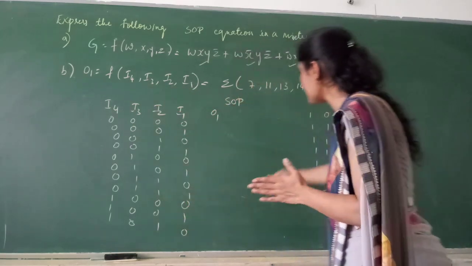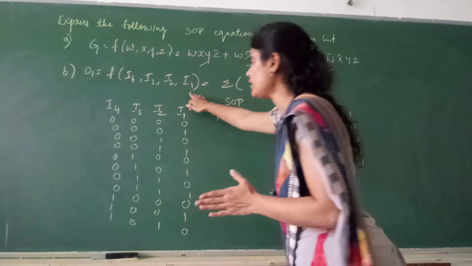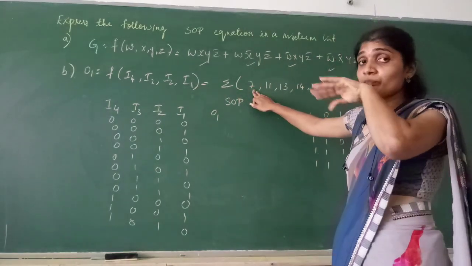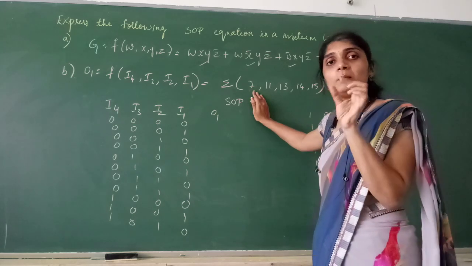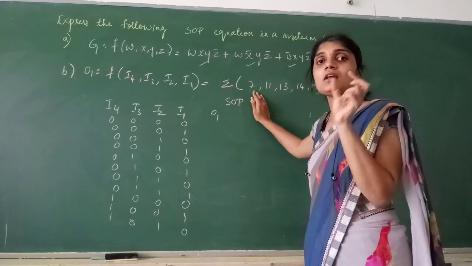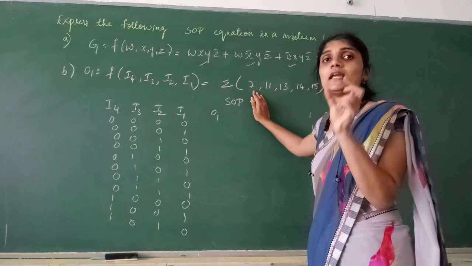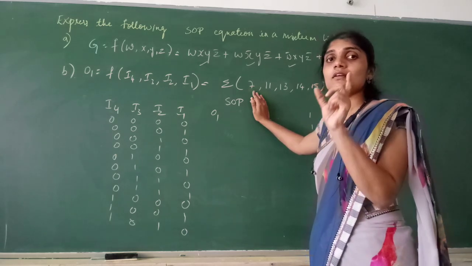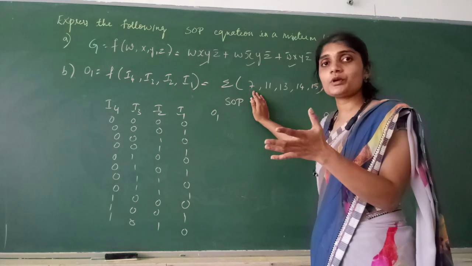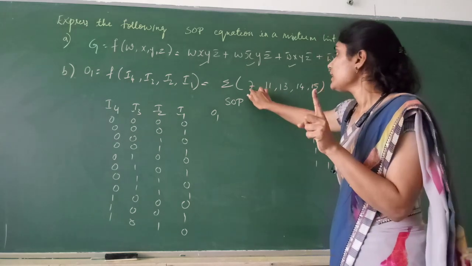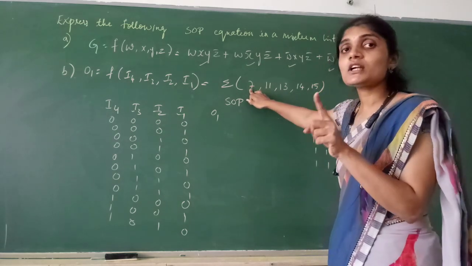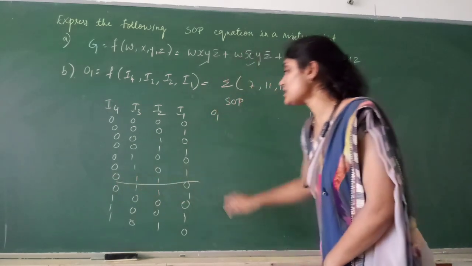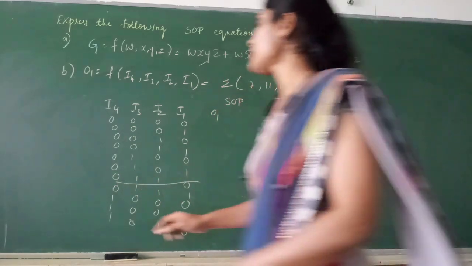I have written all the 16 combinations for these 4 variables, and summation 7 means what? In the morning class we discussed that a min term represents where the output variable is taking logic 1, isn't it? Min terms tell us when the output variable is taking logic 1. So if 7 is a min term, what does it mean? 7 is 0, 1, 1, 1. This corresponds to 7. So that also I will write.